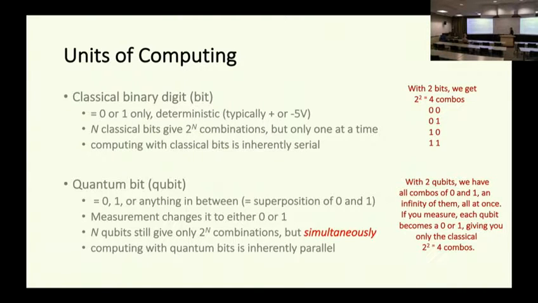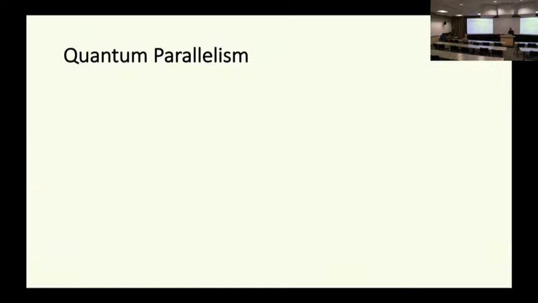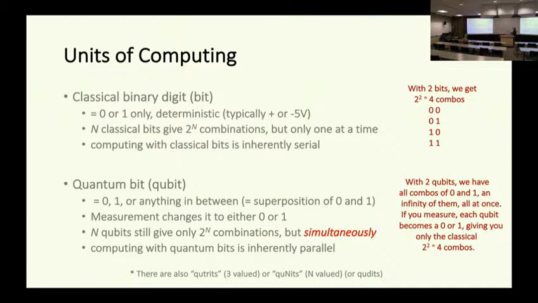So again, we have 2 qubits here. You have certain combinations if you observe them, but you have an infinity of combos. In addition to qubits, which assume 2 states when measured, you can generalize this. There are things called qutrits with three values, and more generally qudits, which can have any number of values.